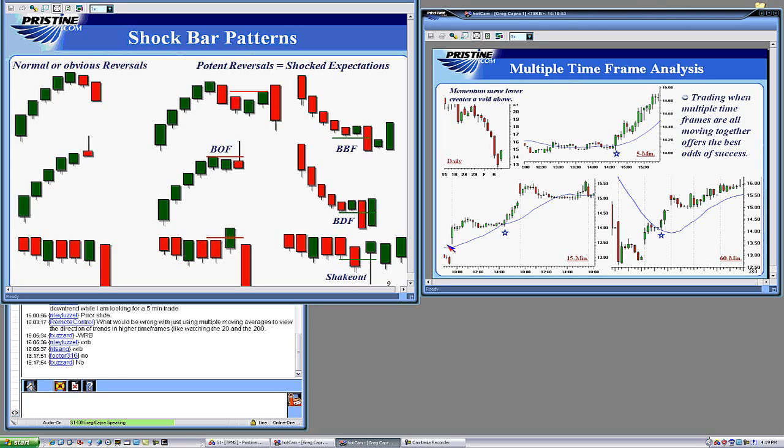This consolidation right here, once that formed and prices moved up, it then provided a reference point where buyers had stepped up. So as prices pull back into that area, we're looking to see what kind of price action forms. Can it hold that area? Because that's where buyers were before. Okay?